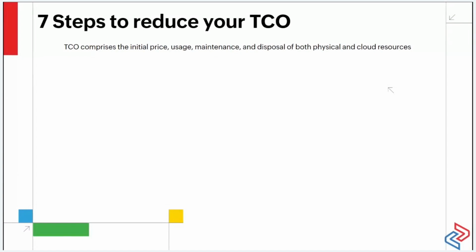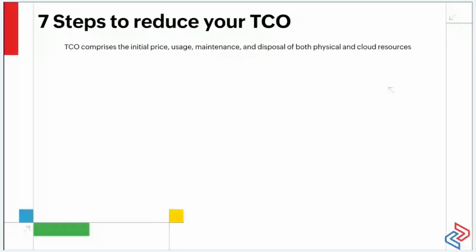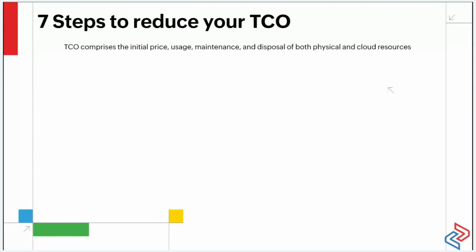Now, cutting right through to the main topic of the day, which is how do you reduce your TCO, or your total cost of ownership? So the total cost of ownership will comprise the initial price, usage, and maintenance of both your physical and your cloud resources. So we're talking about a system, or an application, which is running both on-prem and on cloud, truly in the server full space. So we will be touching upon how the serverless platform would impact your total cost of ownership.